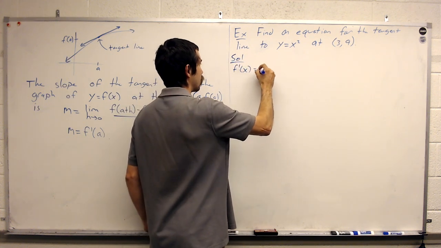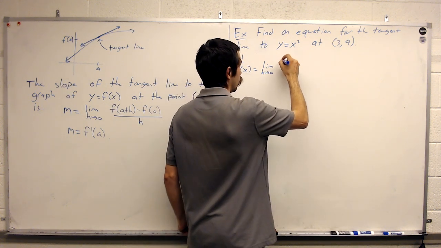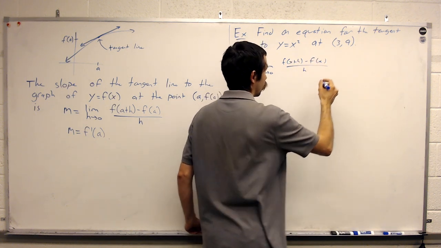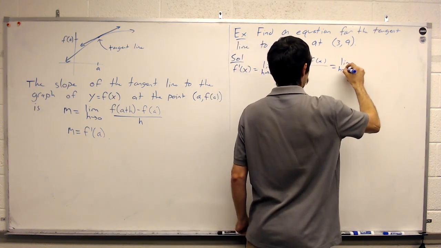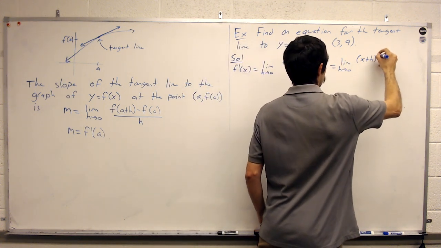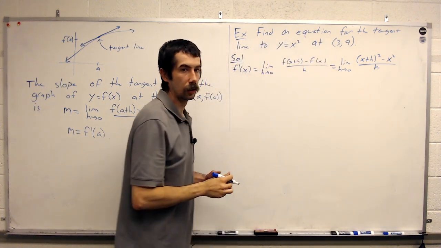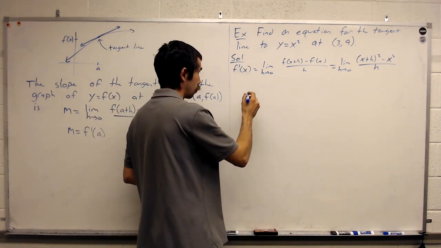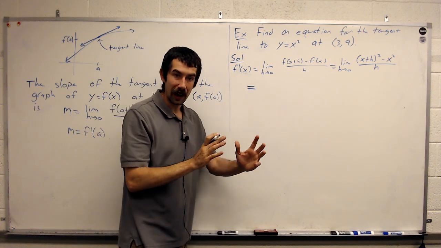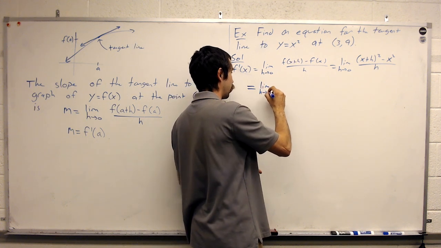So f prime of x is equal to the limit as h goes to 0 of f of x plus h minus f of x all over h. Right, so this is equal to the limit as h goes to 0 of (x plus h) squared minus x squared over h. Okay. Anything squared. (x plus h) squared is the same thing as x plus h times itself.